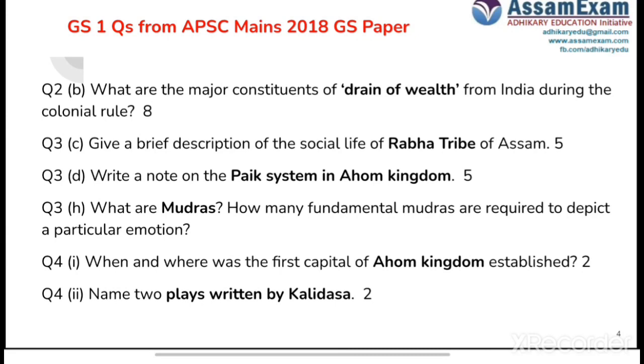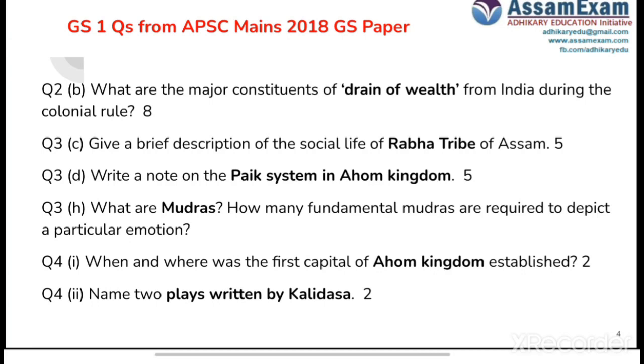Next question is about the social life of Rabha tribes of Assam. Again, this question can come in GS paper 5 also. Other than that, anyway, we have to prepare all the important tribal societies of Assam, and their society, culture, festivals. Those things we should be thorough.